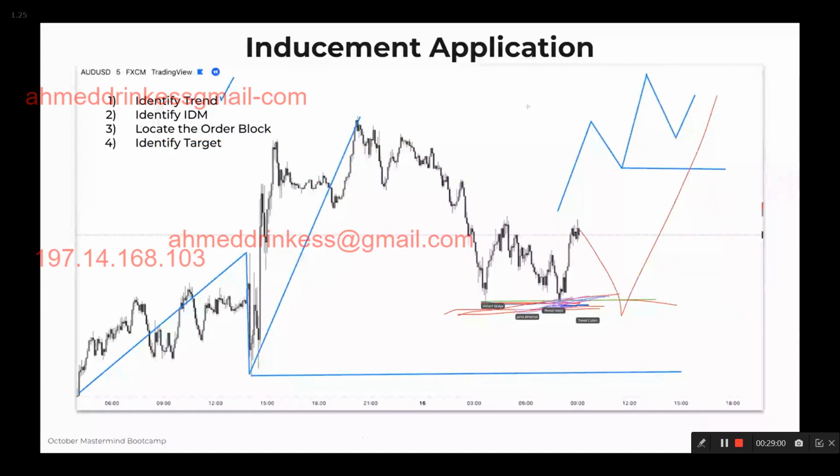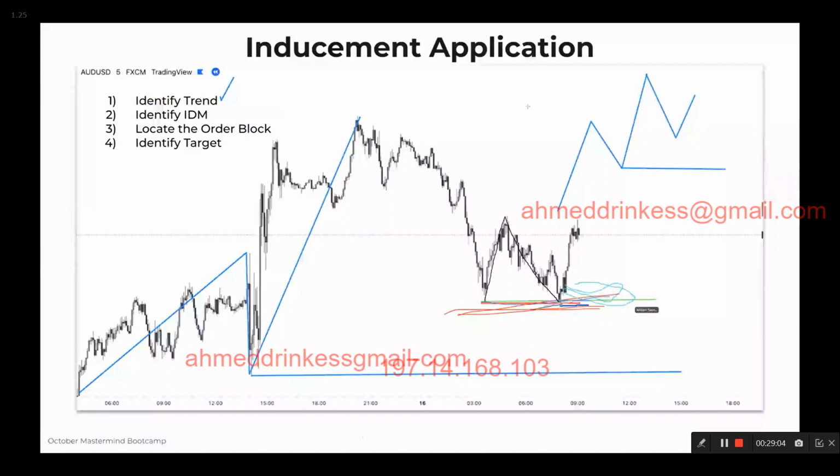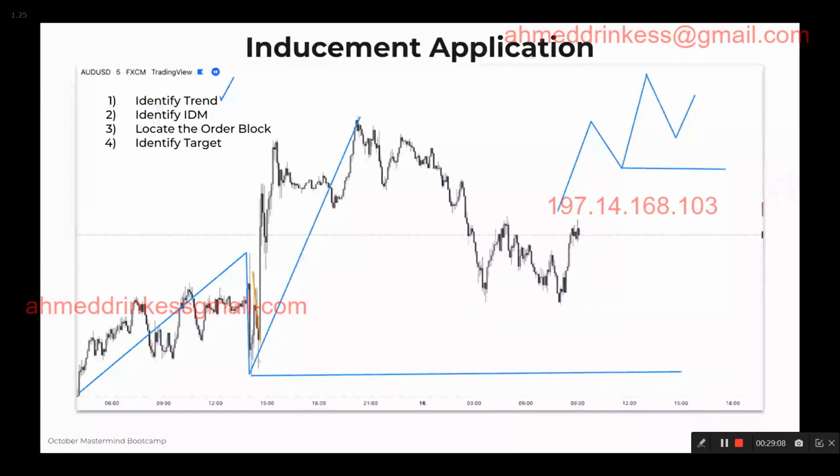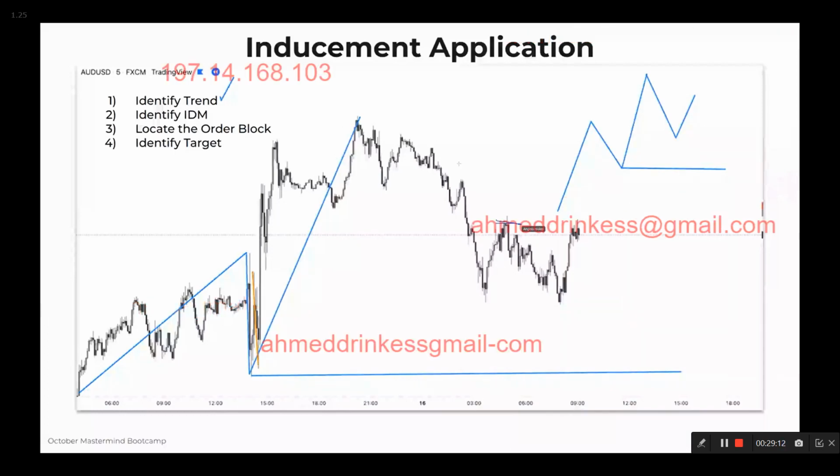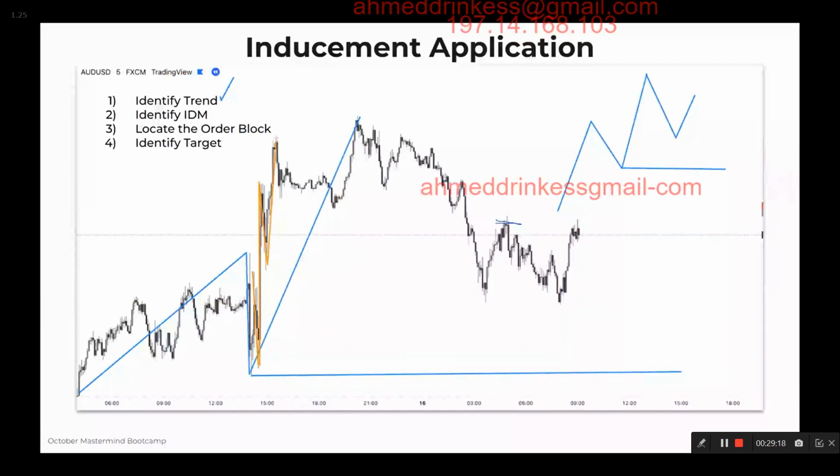Great, right? So now that we've identified the type 2 inducement, let's see what we have. Internally, we have a high, and type 2 is our internal continuation. Remember, this is our main leg. We're going to have internal structure. Our internal looks like a low, high, higher low, higher high, higher low, higher high.